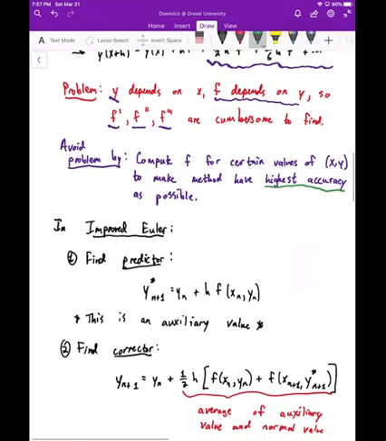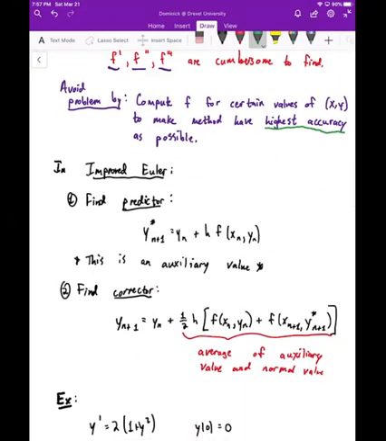So in the improved Euler method, at each step, we have to do two things. First, we have to find what's called a predictor, which is done using the first Euler method. So you find your next y value by using the one that you currently have, and then you add the local linear approximation to it. Now you notice here that instead of y n plus 1, it's y star n plus 1, and that's because this is an auxiliary value.